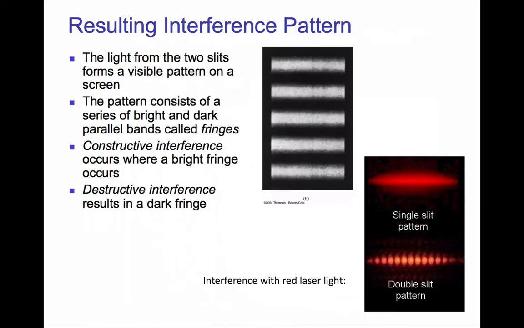What you see is a series of light and dark patches on the screen. These are called fringes. The bright parts are where constructive interference is happening, and the dark bands are where the interference is destructive.